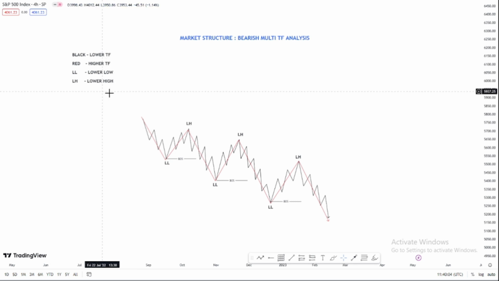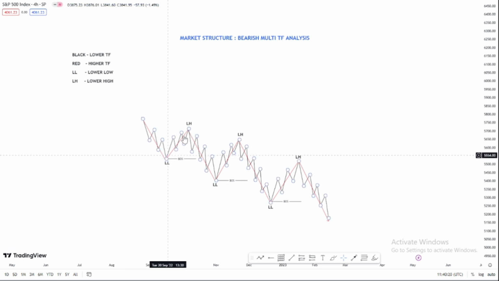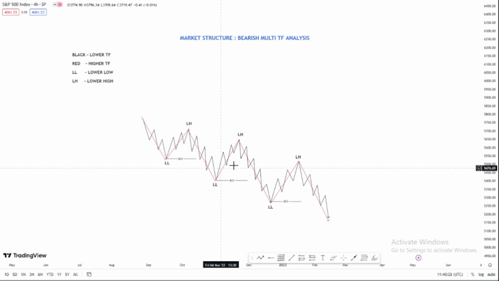But as you guys can see, the black represents the lower time frame, and the red represents the higher time frame. LL represents lower low, LH represents lower high, right? As you already know, on a bearish market the highs have to remain. As you can see, the lower highs are not taken out. This is the previous lower high, and the recent one does not take out the previous one.